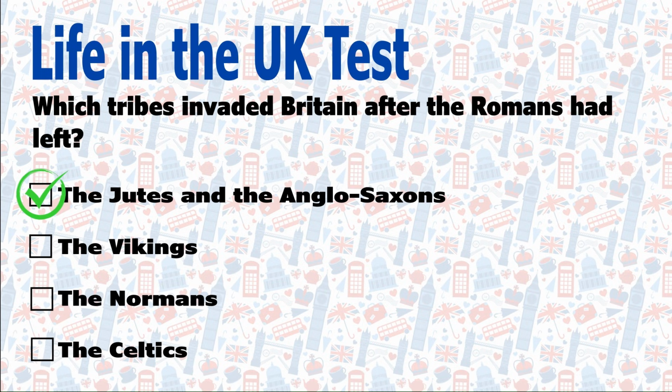The Roman army left Britain in AD 410 to defend other parts of the Roman Empire and never returned. Britain was again invaded by tribes from northern Europe, the Jutes, the Angles, and the Saxons.